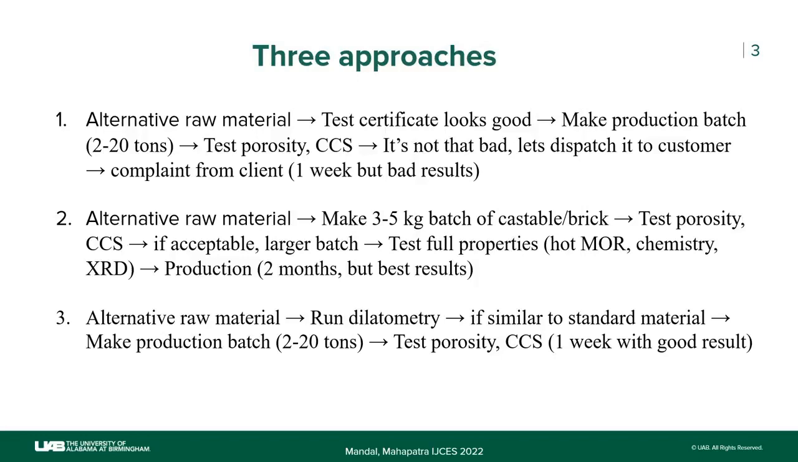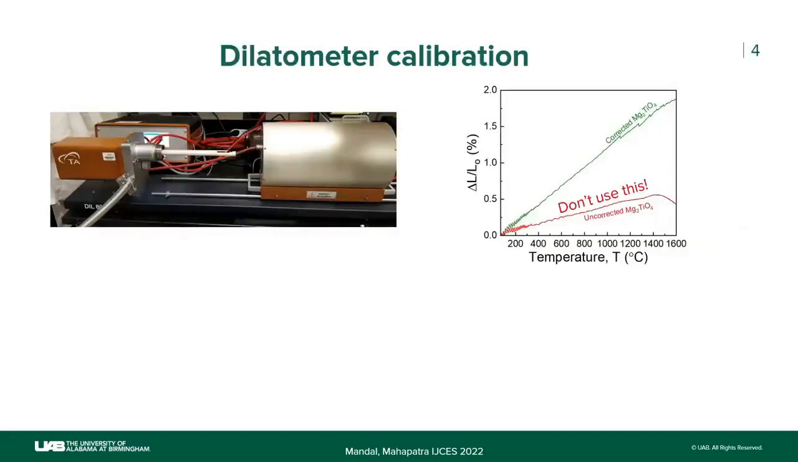The third alternative, which I am proposing, is we run dilatometry on the raw materials itself, and we see if it is matching with the standard material, and then if it is, we make production batches and test the qualities, and then we send it to the customer. So this is in between, but it's closer and much faster. And since you're doing dilatometry, you get a gauge of the hot properties of the material, the raw material in this case.